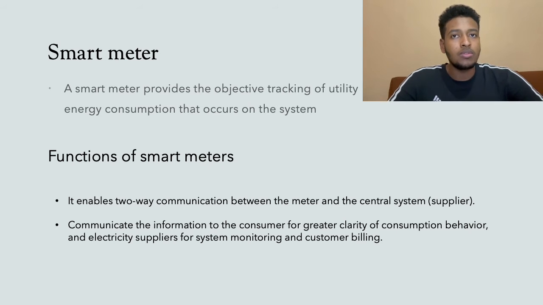And then we go for the functions of a smart meter. The first one, a smart meter can count the electricity usage of the connected load in a period of time. It enables two-way communication between the meter and the central system. It benefits the consumers with more accurate and timely electric billing. It communicates the information to the consumer for greater clarity of consumption behavior and to the electricity supplier.